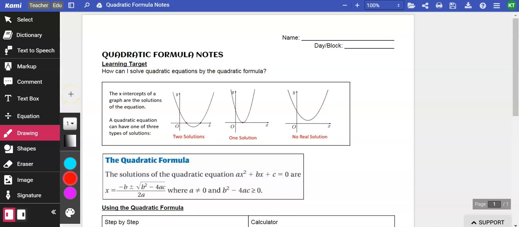Welcome to your quadratic formula notes. Today our learning target is how can I solve quadratic equations by the quadratic formula.